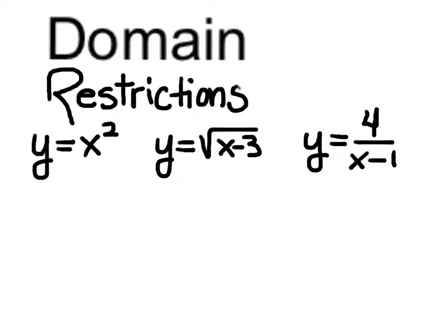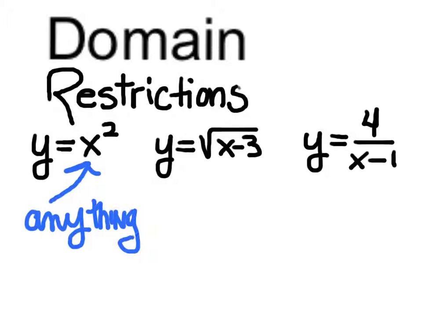When you're answering questions about domain, domain is all about restrictions. You could answer domain questions by looking at the graph, but really you can look at the equation and ask yourself, well, here's x squared. Well, what can I square? I can square anything. And because I can square anything, the domain is all real numbers, which in proper notation is negative infinity to infinity.